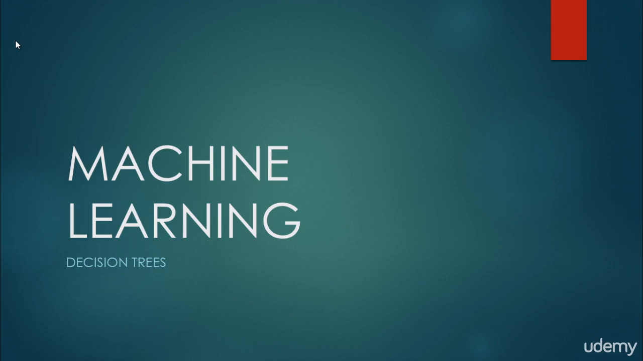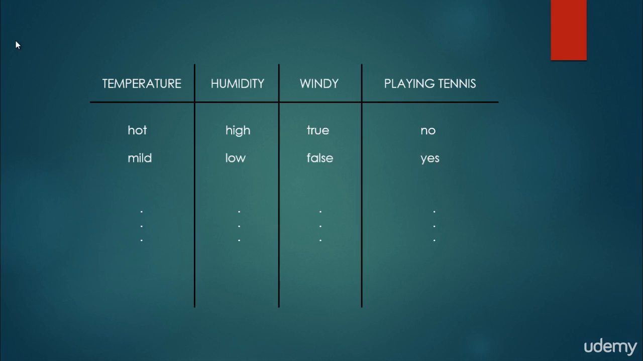Hi, in this video we are going to talk about decision trees, so let's get started. In a decision tree we have features, as we have seen in all the machine learning algorithms. So for example, we have a data set like this: temperature, humidity, whether it's windy or not, and the question is, will we be able to play tennis? And we have lots of data.